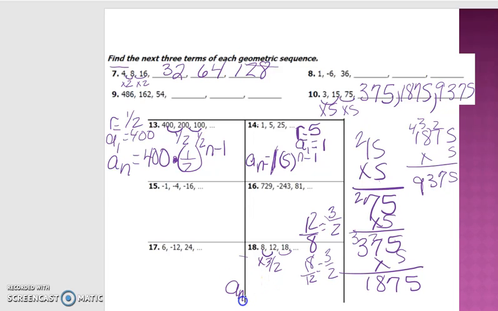Okay, so you know your ratio is 3 halves. Your first term is listed in the series as 8. So 8 times 3 halves to the n minus 1. Okay, now sometimes it's not a whole number that you're multiplying by, but in order to find out, you take the second term and divide it by the first term. That gives you your ratio. Okay?